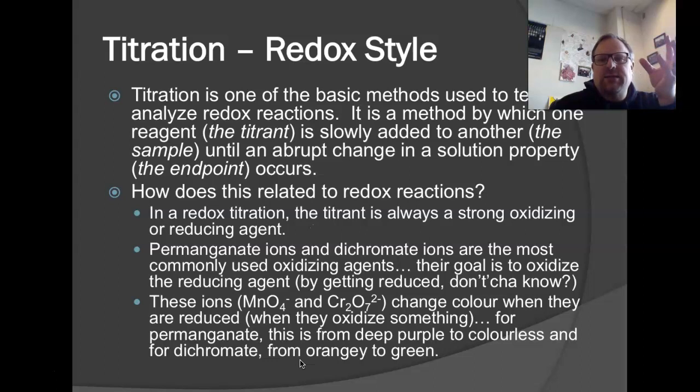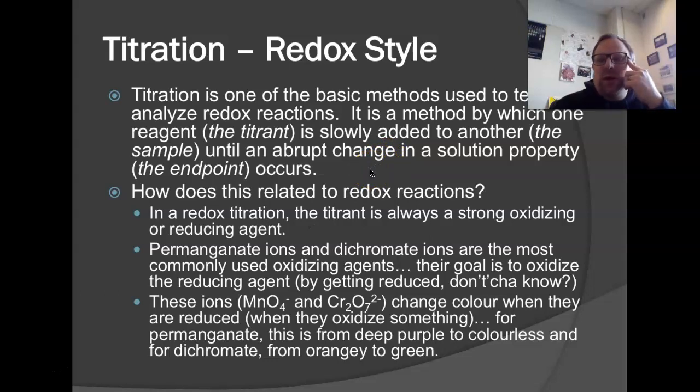It involves a burette, a sample, a titrant, all of those kinds of things, and allows us to determine the concentration of something that is unknown. So it is a method by which one reagent, the titrant, is slowly added to another, the sample, until an abrupt change in solution property occurs, and that abrupt change is the endpoint.